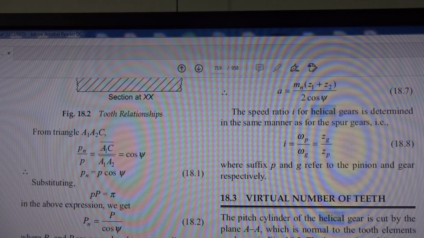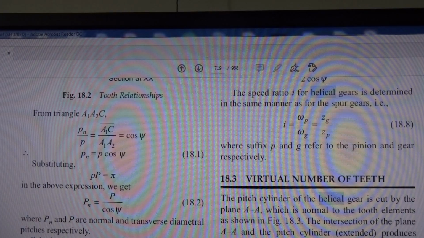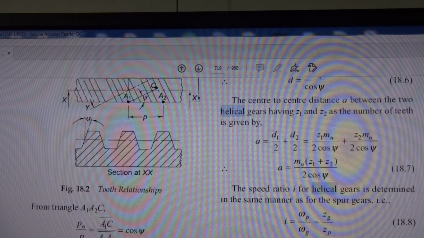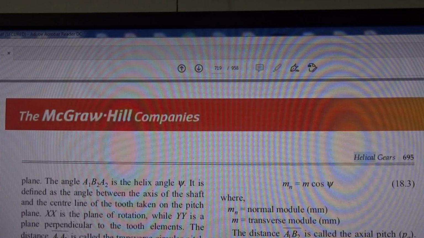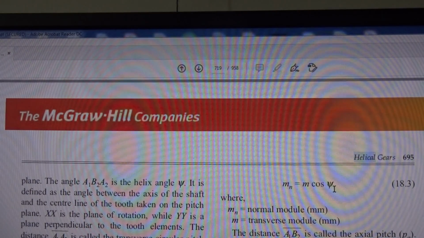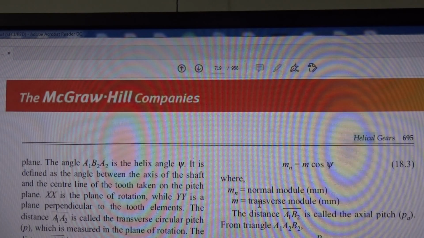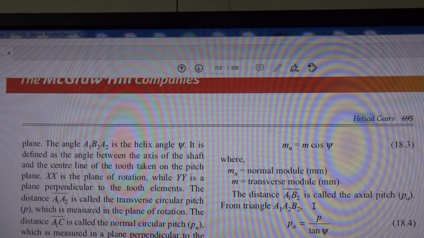Now substitute capital P is equal to 1 by m, as I already discussed in the spur gear: diametrical pitch is equal to 1 by module. So mn is equal to m cos psi. This is the relation between the normal and transverse module, where mn is the normal module and m is the transverse module.